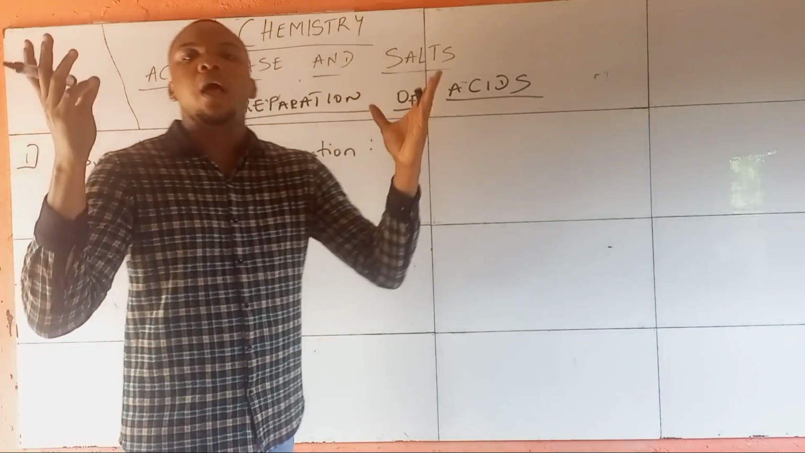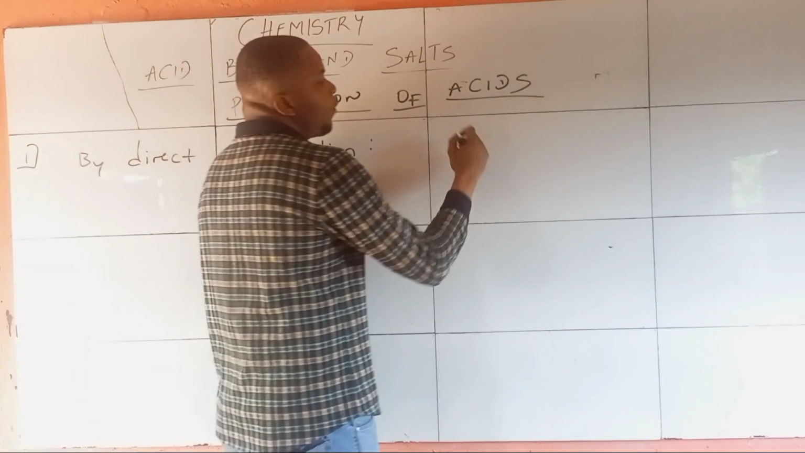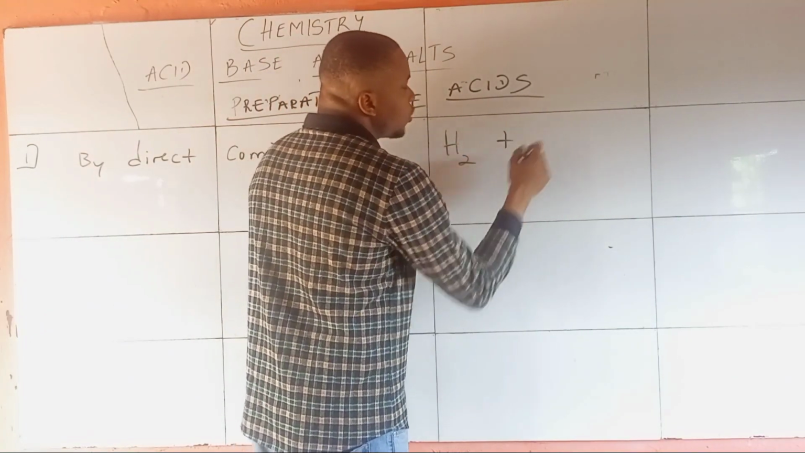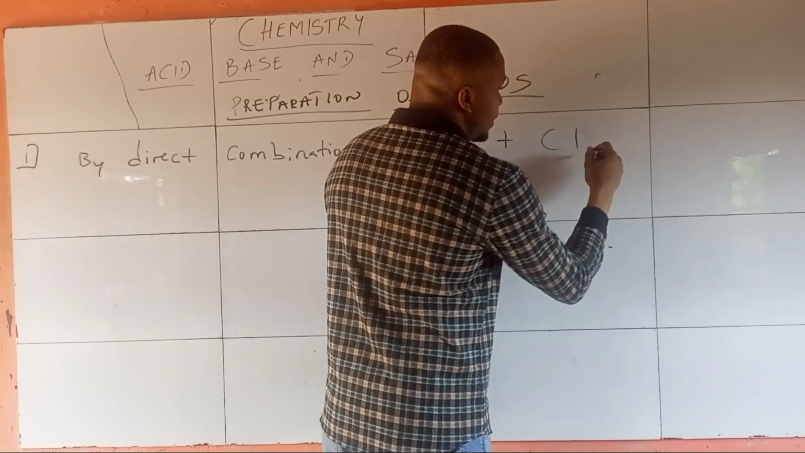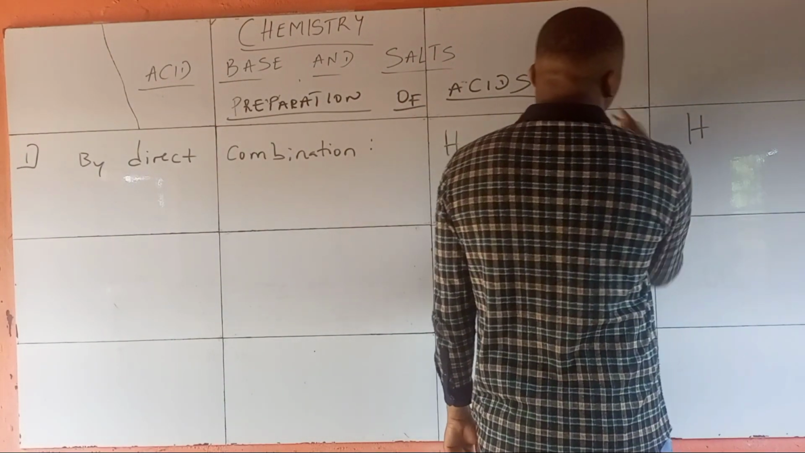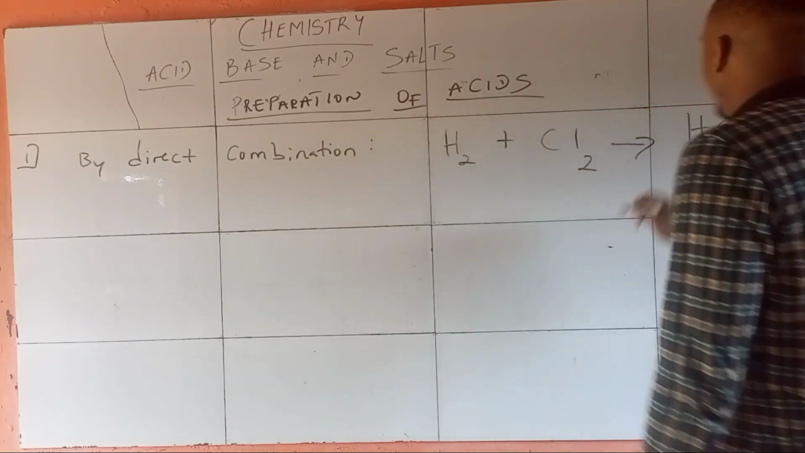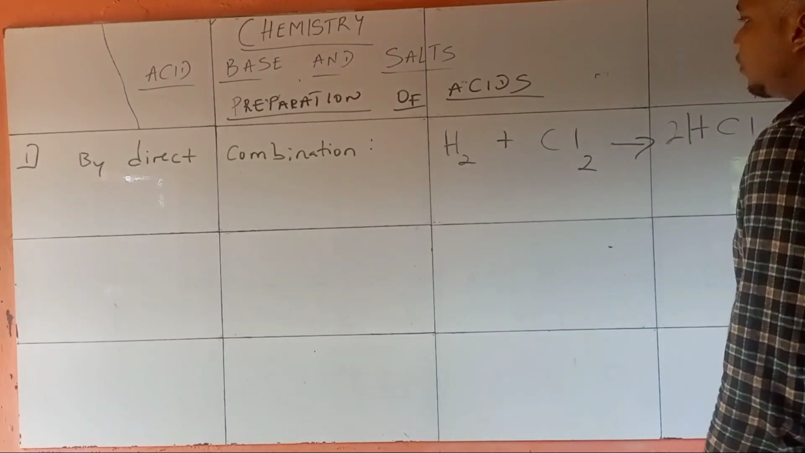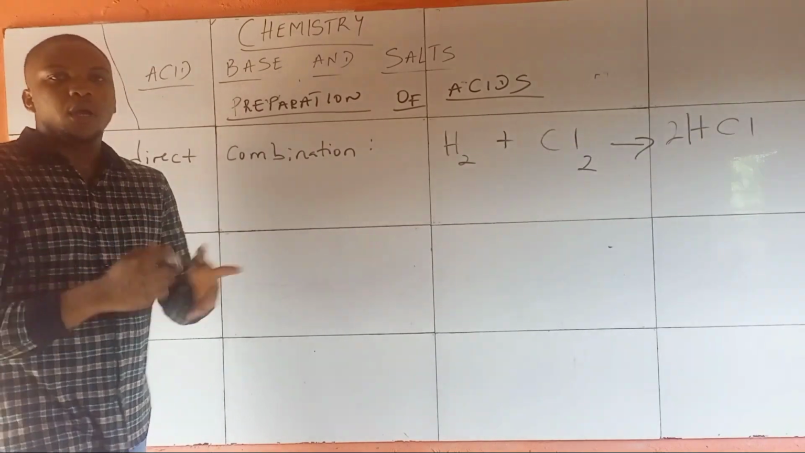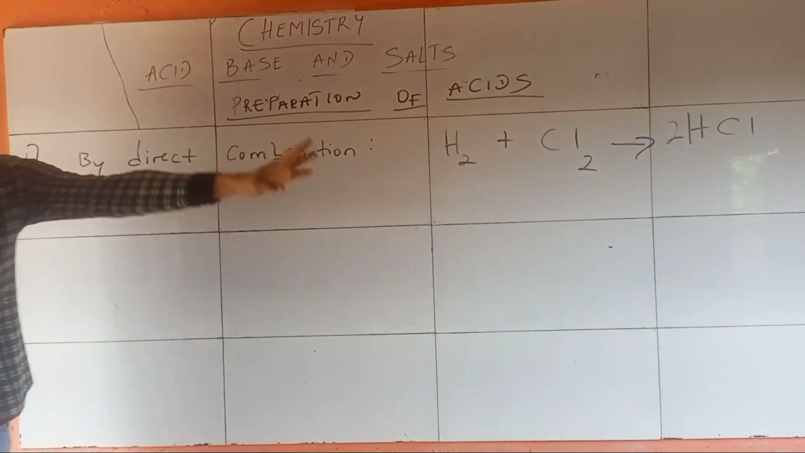By simply combining two elements together, it can give you what? An acid. For example, a combination of your hydrogen gas plus your chlorine gas will give you what? Hydrochloric what? Acid. By direct combination. Direct combination is simply talking about what? Bringing two elements together, combining them to give you an acid.